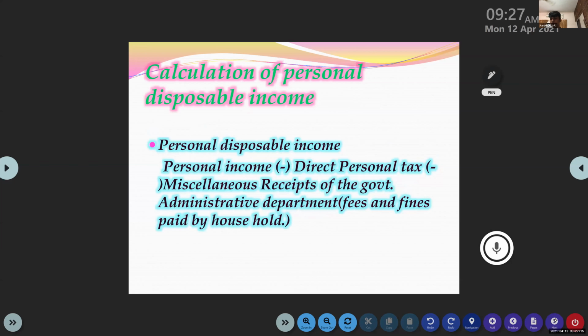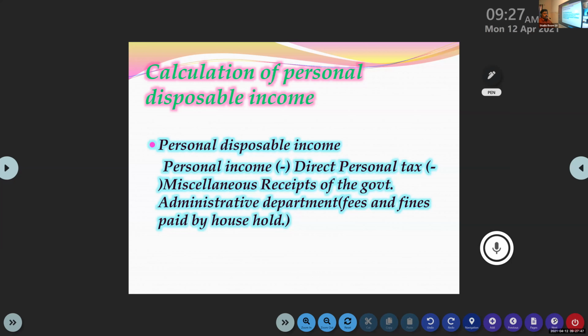Okay, next one, personal disposable income. I already told you what personal disposable income is. Personal income minus direct personal tax, which means the income tax, minus miscellaneous receipts of the government. The government will collect various types of cesses from people directly. Indirect taxes are there.